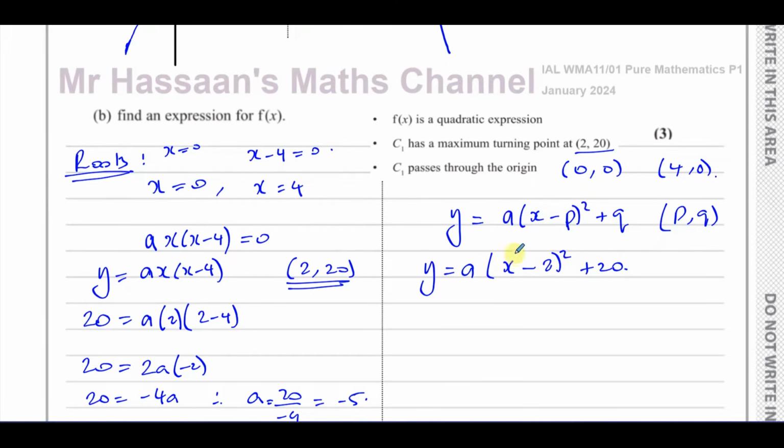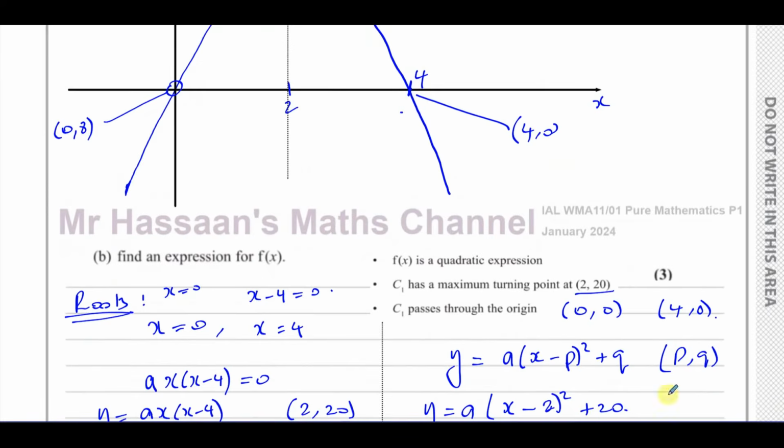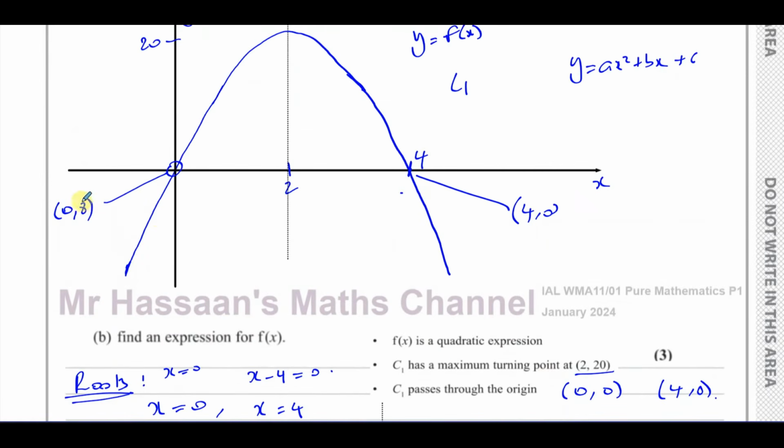Remember, it's the x value that makes this bracket 0 that is the x coordinate. So when you put 2 in here, that makes it 0. What's left behind is the y coordinate. Now we need another point on the curve. Now (2, 20) won't help us because it will make this bracket 0, which will cause a to disappear when you multiply it by 0. So we can use either of these two points. I could use the origin. Why did I put 0, 8? That's 0, 0. I just spotted that now. I don't know why I put 0, 8.